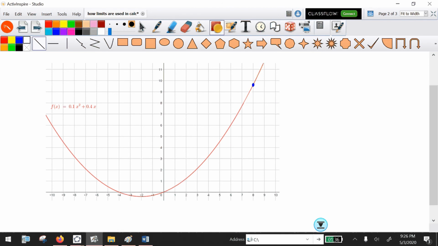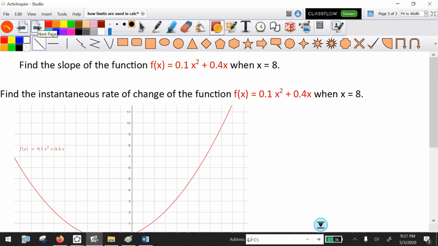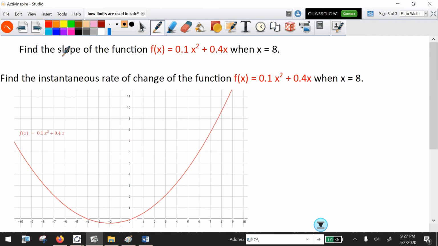And this question is stated a little differently in calculus. Because we don't have this typical slope situation, they actually say, what is the instantaneous rate of change of the function when x is equal to 8? So we don't use the word slope, because slope is for lines. What is the instantaneous rate of change? That means, what is the rate of change at this exact spot?